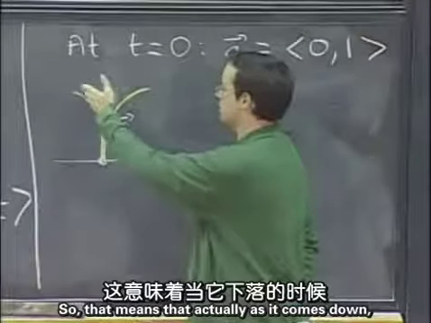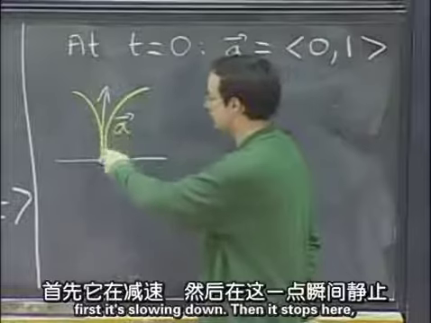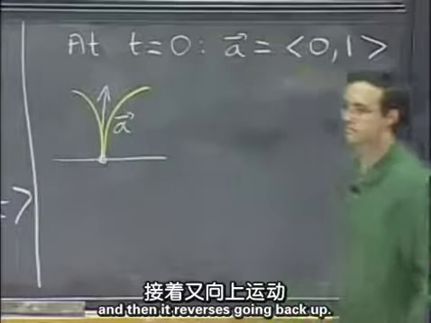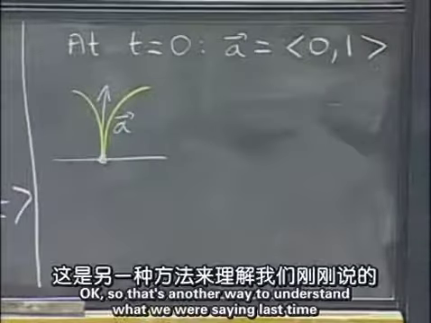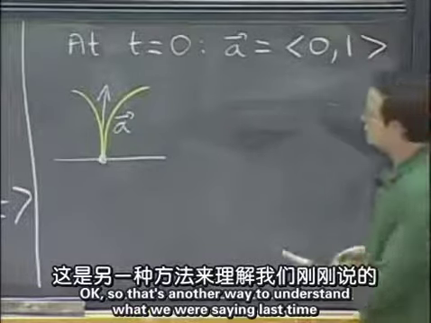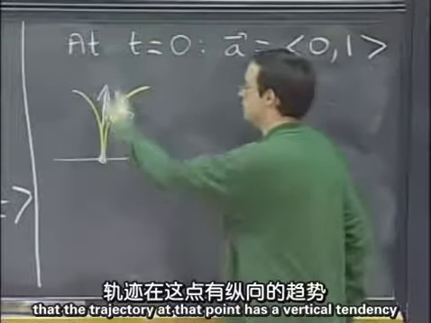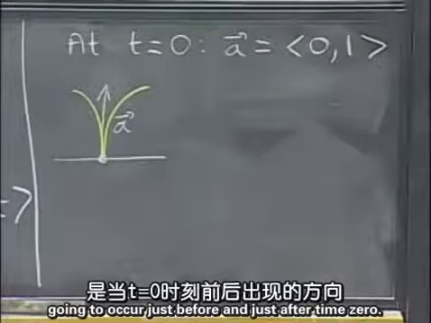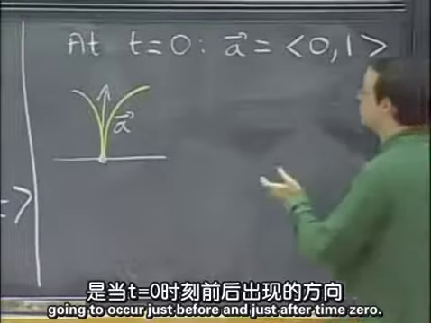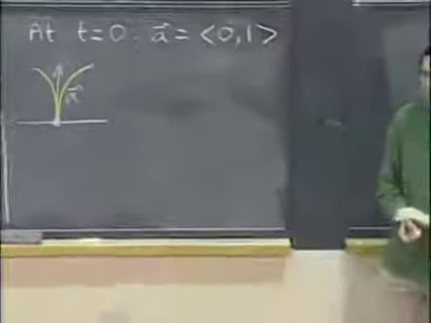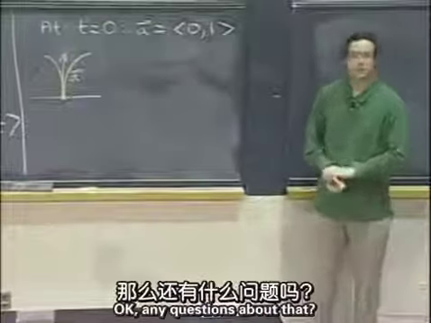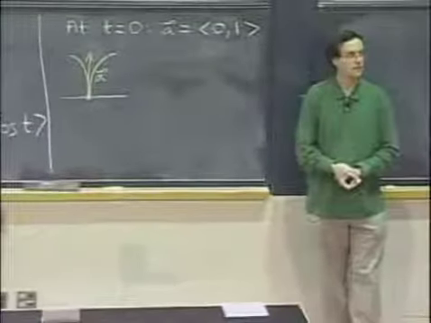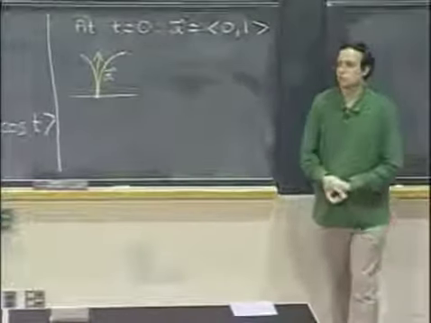So that means actually that as it comes down, first it's slowing down, then it stops here, and then it reverses, going back up. Okay, so that's another way to understand what we were saying last time, that the trajectory at that point has a vertical tangency, because that's the direction in which the motion is going to occur just before and just after time 0. Okay, any questions about that? No.